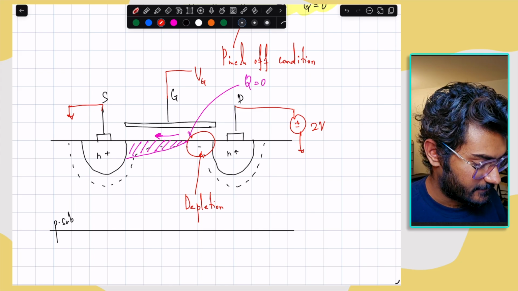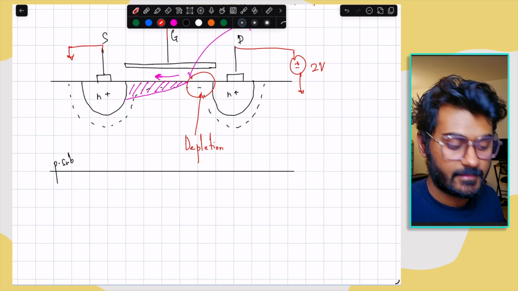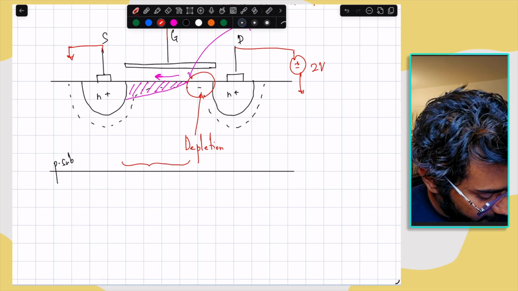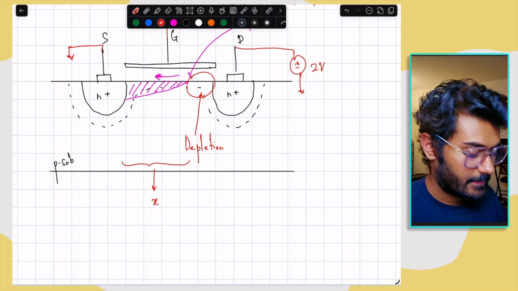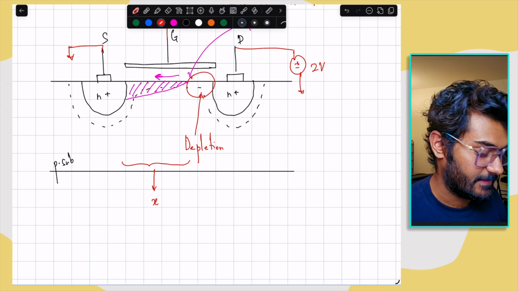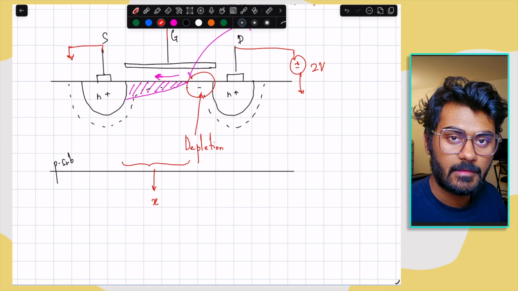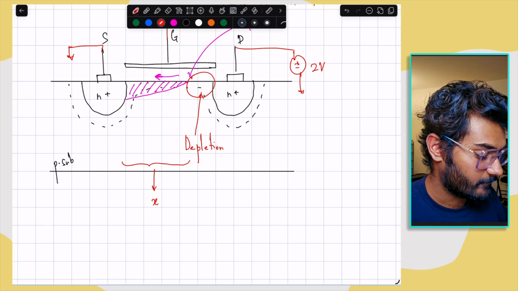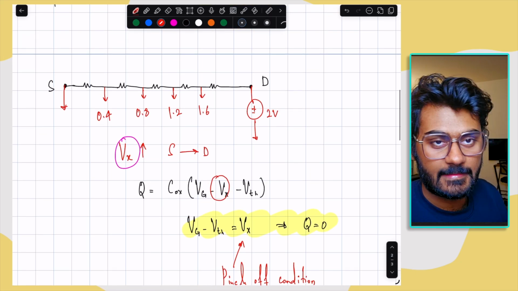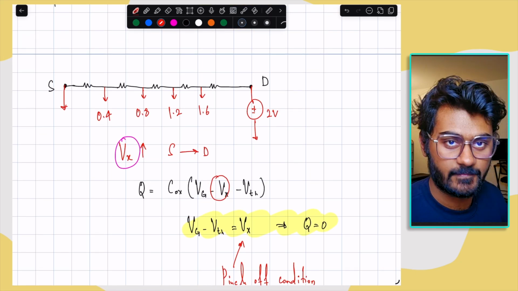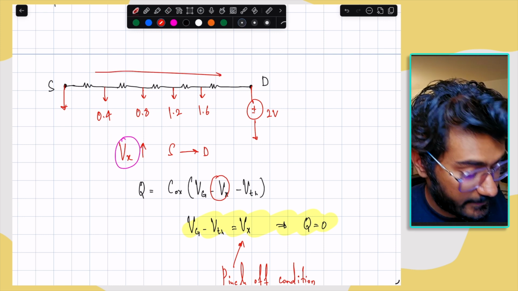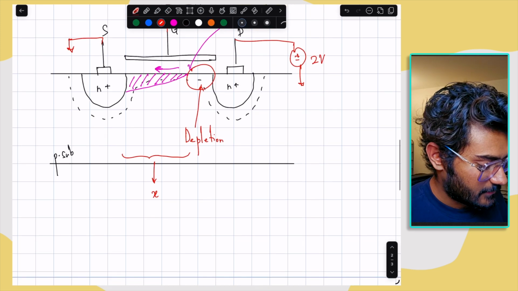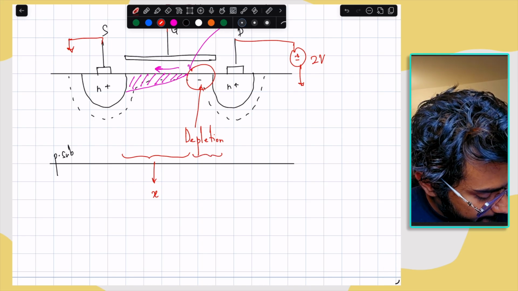But what it simply means is that when you start increasing the drain source voltage, the voltage drop across this region goes linearly with X. That is, as you move towards the right from source to drain, the voltage drop increases linearly, as we saw before, by assuming that the channel region is a simple chain of resistors. We saw that the Vx was increasing linearly from source to drain.